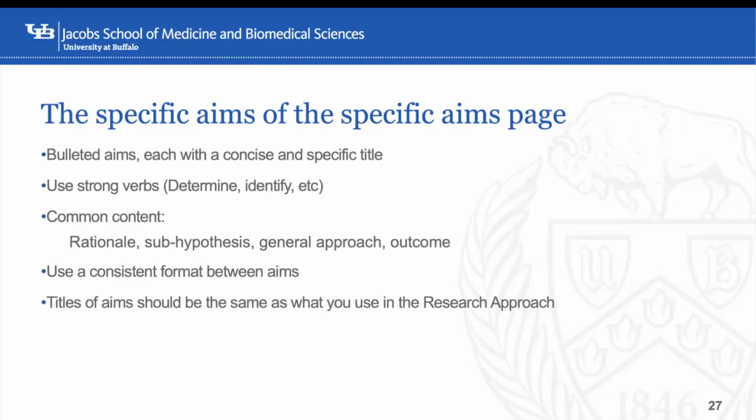Another thing that's critical to know is that when you title your aims on the aims page, make sure that's the same title that you use in your research approach. Don't change it. Just like the central hypothesis. I see this sometimes when the central hypothesis is on the aims page, and then I go to the research approach and they talk about the hypothesis and it's written in a different way. And you might think it's the same thing. Don't do that. Keep it consistent. Again, you want to make it easy for my brain.